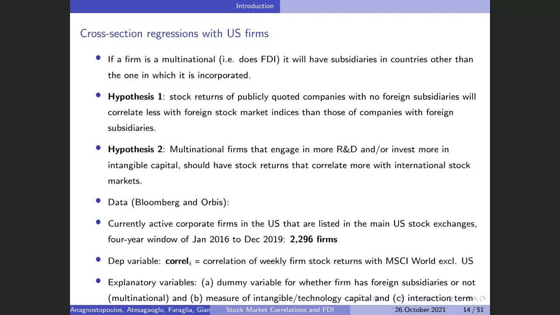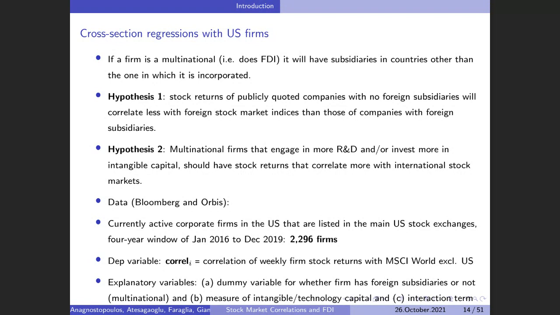Hypothesis two is that multinational firms that engage in more R&D and invest more in intangible capital should have higher stock returns that correlate with the international stock markets. This means firms with more R&D, but also with more FDI, because the spillover effect does not come from R&D alone. You can be a high-intensity R&D firm but have no FDI, and then there will be no spillover effect to the rest of the world. So you should have more R&D and more FDI. Then your stock market correlation with the rest of the world should be higher than for firms with low levels of FDI and R&D. That's hypothesis two.